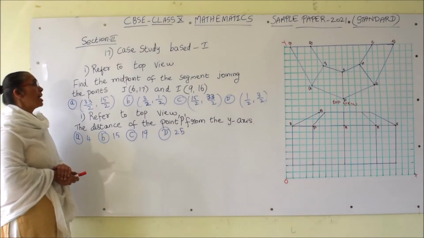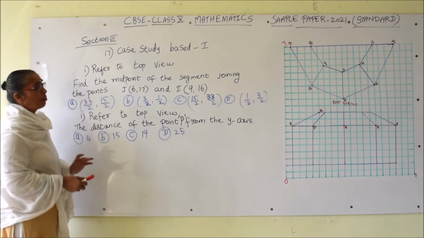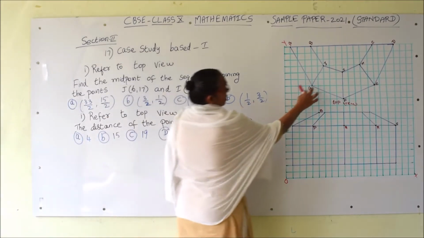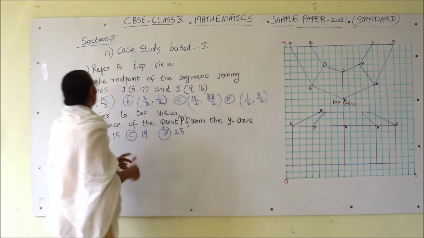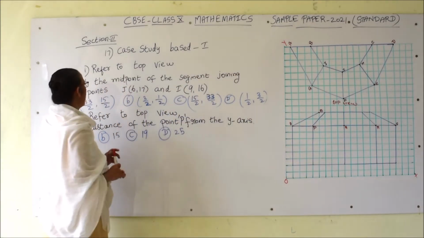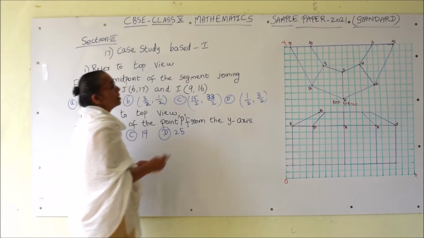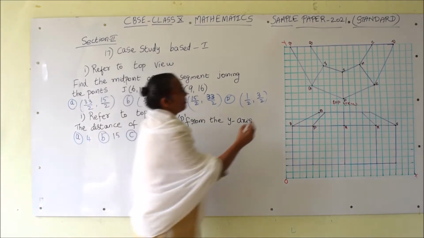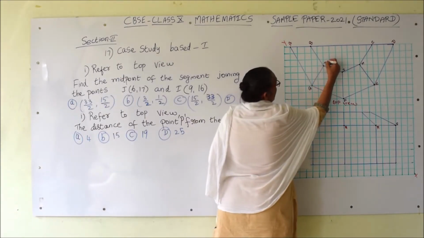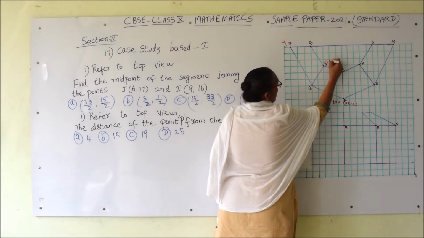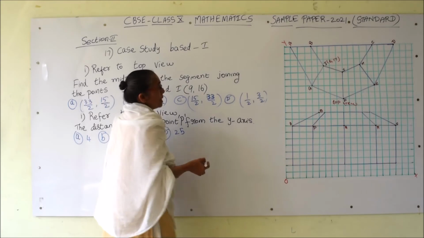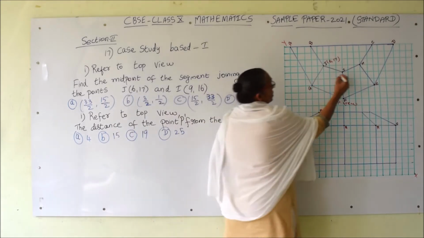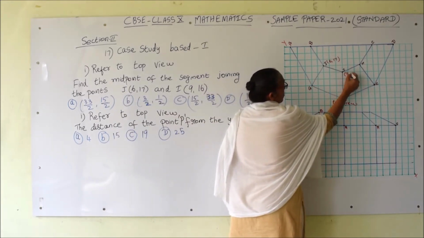Subpart question 1, refer to top view. So, this figure is the top view. Find the midpoint of the segment joining the points J (6, 17) and I (9, 16). So, this point is given J as 6, 17. Now, I is 9, 16.